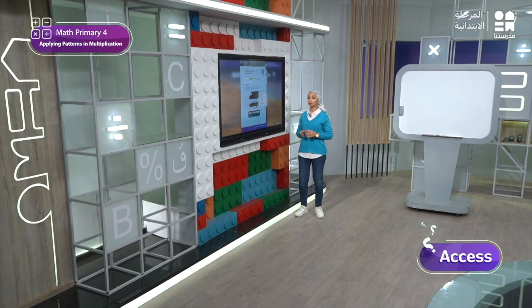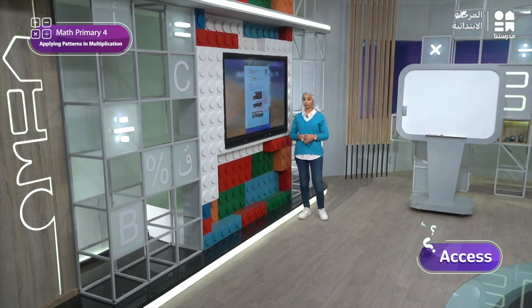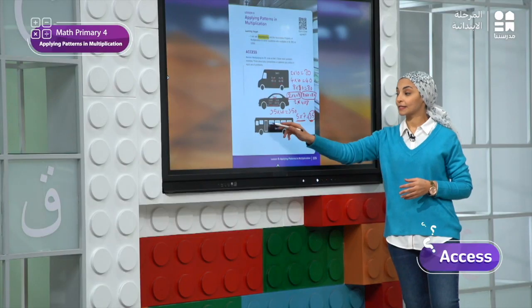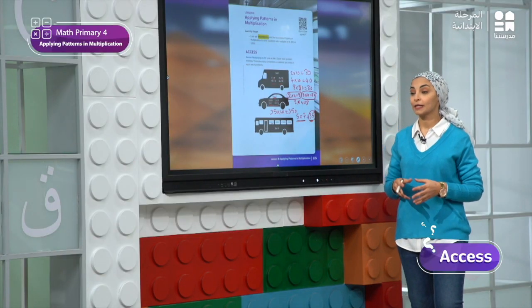And here I will do the same in set number 3. So this is the pattern of multiplying by 10, 100, 1000. We will multiply the number we have by 1 and then add the 0 in the ones place. This is what we have done with 35 times 10, when I said 35 times 10 equals 350. And here 18 times 10, also 18 and put 0, it will be 180.